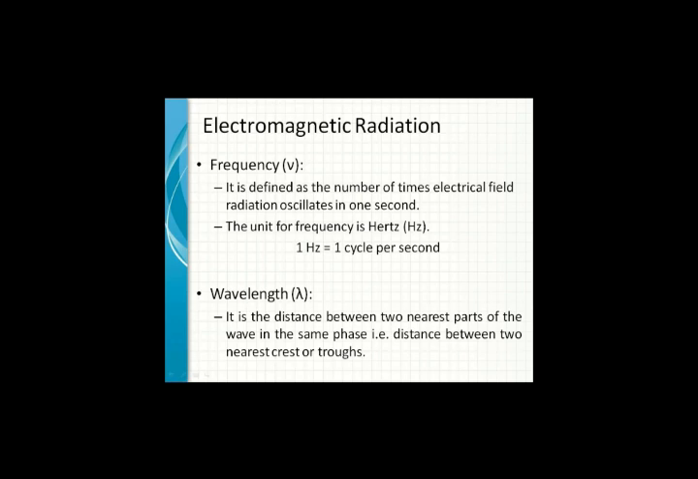The next term is wavelength. Wavelength is denoted by lambda. It is the distance between two nearest points in the same phase, that is, the distance between the two nearest crests or troughs. In other words, the distance between two nearest troughs or crests is known as wavelength lambda.